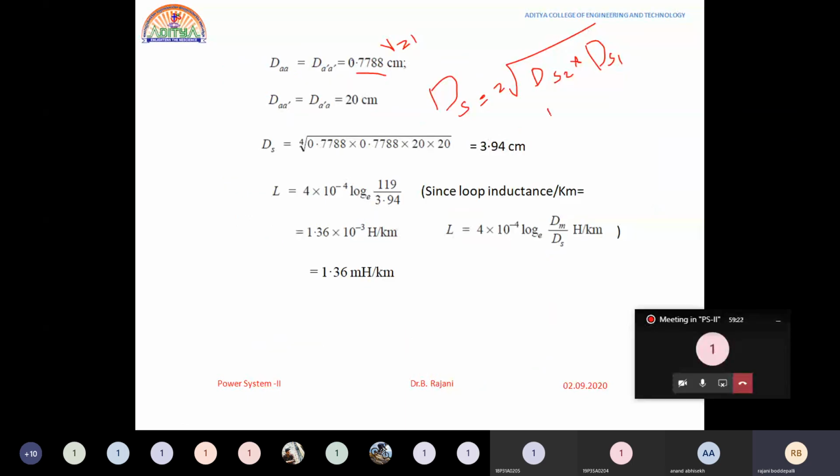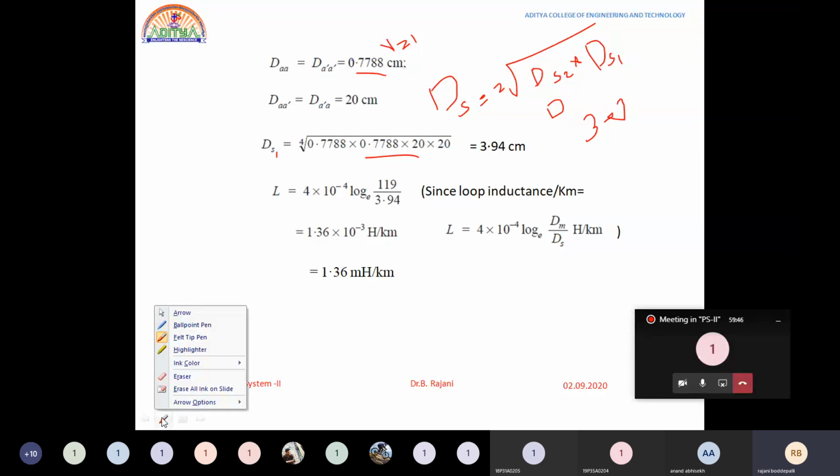So DS1 is equal to DS2. After some simplification, you will be having the values like this only. DS1 value is this, and DS2 value is also the same as this value. So that DS is equal to 2 root, so what is it? Finally 3 point, sorry, I'll wrap it.